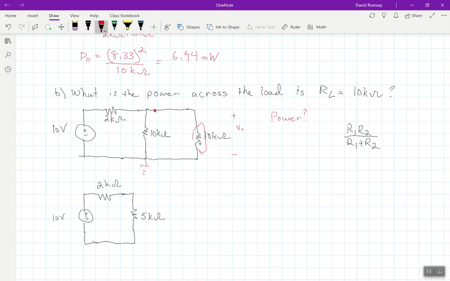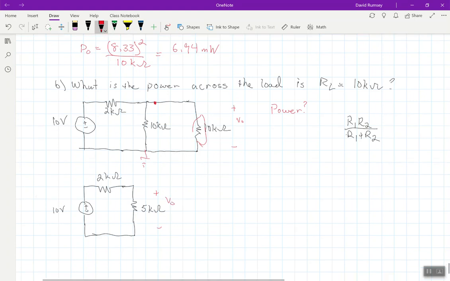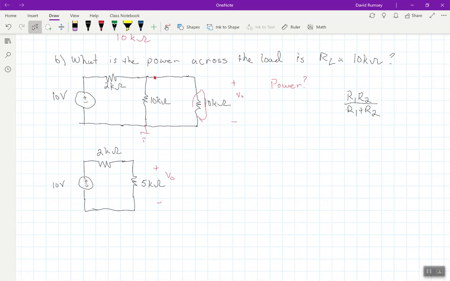But because the components are in parallel, they have the same voltage, so V out is still the voltage across this 5 kilo ohm resistor. And so now if we do voltage division here, we get V out is equal to 5K divided by 2K plus 5K times 10 volts, which, doing that computation, you get approximately 7.14 volts.